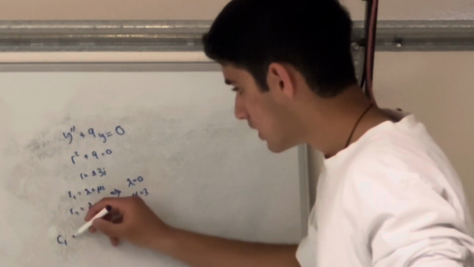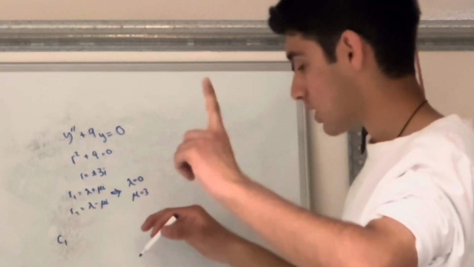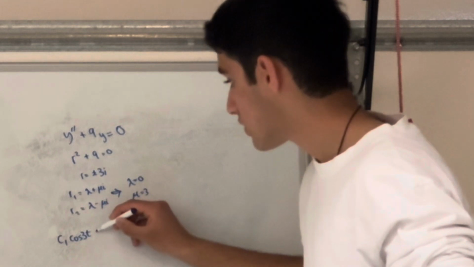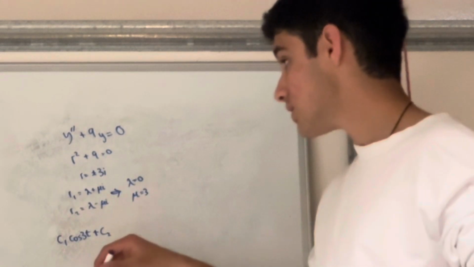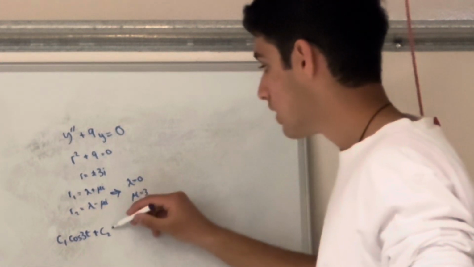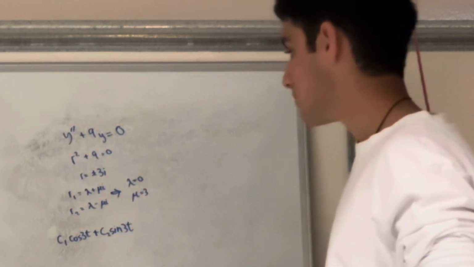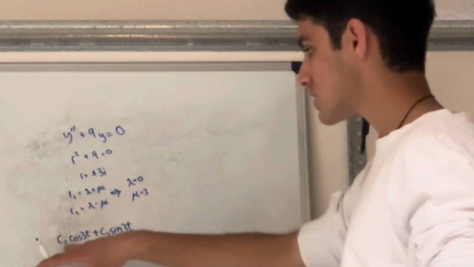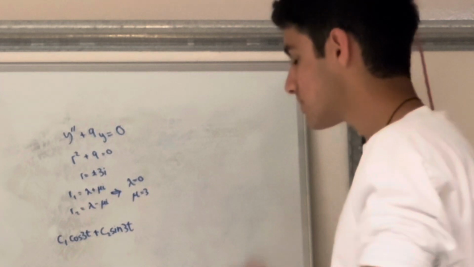We can dump this into our long formula, right? So c1 e to the lambda t, lambda is 0, so that's just going to be e to the 0, which is 1. Then we have cosine of mu t, so cosine of 3t. Then over here we have c2, some other constant, e to the lambda t, lambda is still 0, so that's e to the 0, which is 1. And then we have sine of mu t, mu is still 3, so it's sine of 3t. So, c1 cosine of 3t plus c2 sine of 3t. Again, these are constants, we can't actually find them until we're given initial conditions, which are not given over here.